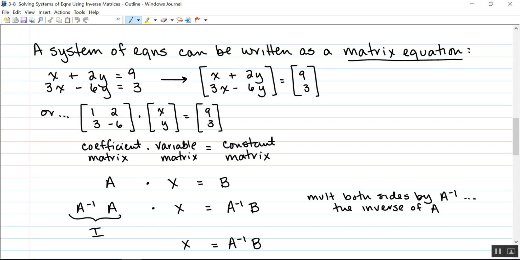Now, if you multiply both sides of this equation, A times X equals B, by the inverse of A, right there in front of A and right here in front of B, remember the inverse of A times A is the identity matrix, which is basically just 1. So in a sense, that cancels out. Then we're left with X equals the inverse of A times B. Remember, X was our variable matrix. So if I take the inverse of my coefficient matrix and multiply it by my constant matrix, I'm going to get a variable matrix that has my solution to the system of equations.